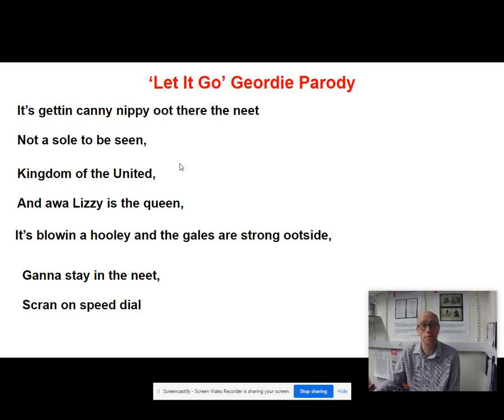Here, obviously, you're going to need schematic knowledge in order to understand what she's going on about. So United being the football team, which obviously plays quite an important part in the social identity of the city. And our Lizzie is the Queen.